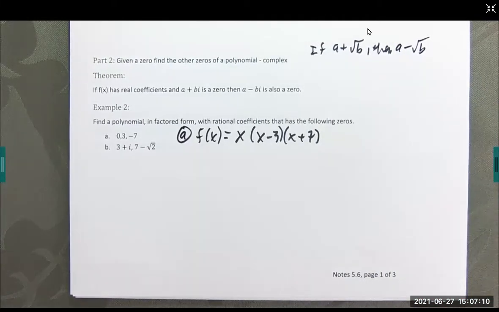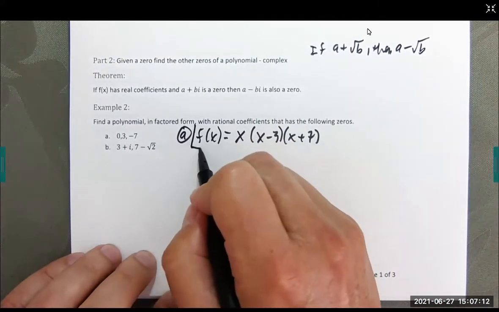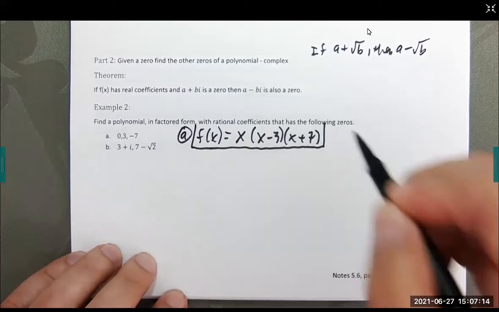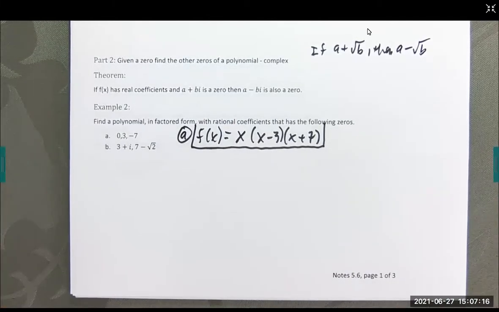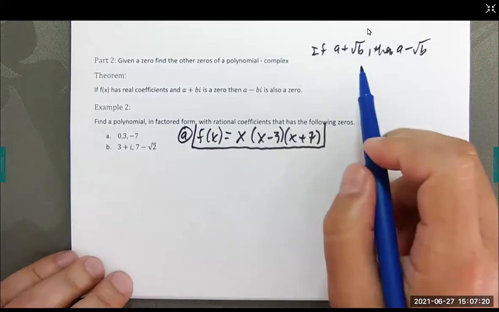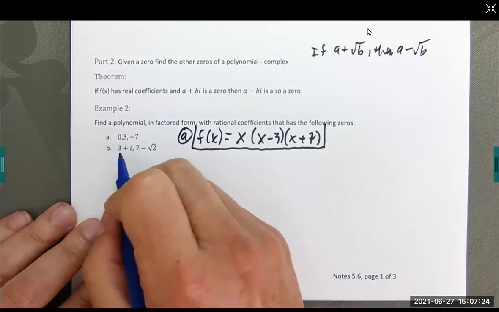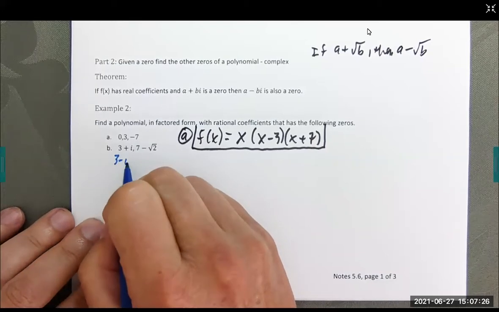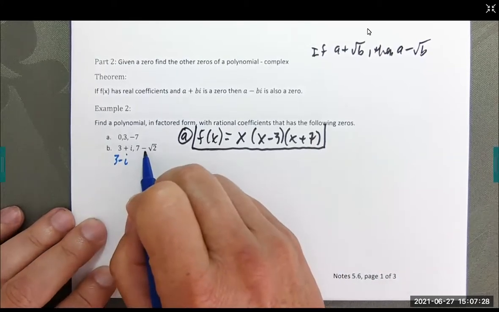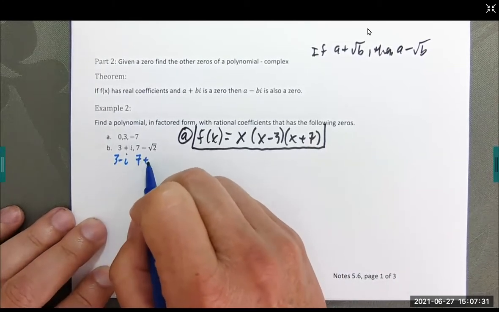And once again, they want us to leave it in factored form, so we can just stop there. Now, with part B, because of our theorem here, and actually both of these theorems, we know that 3 plus i is a solution. That means 3 minus i is also a solution. And 7 minus root 2 is a solution. That means 7 plus root 2 is a solution.